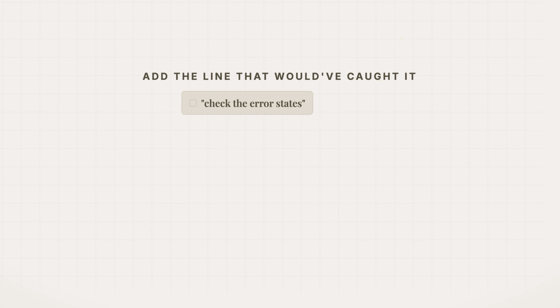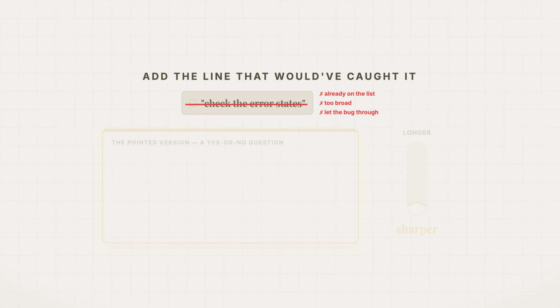The exact check that would have caught this bug if it had been there last week. And how you word it is everything. So let me be specific, because a vague line is worthless. Don't write "check the error states." That's already on there. It's too broad, and it didn't save you. Write the pointed version, the one that names the exact hole.